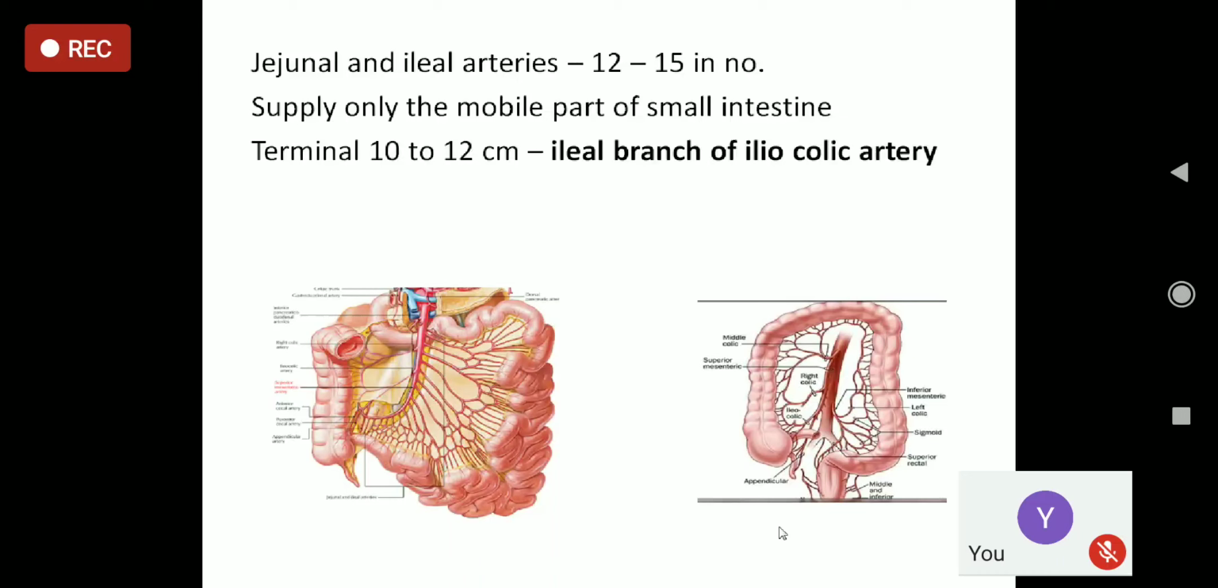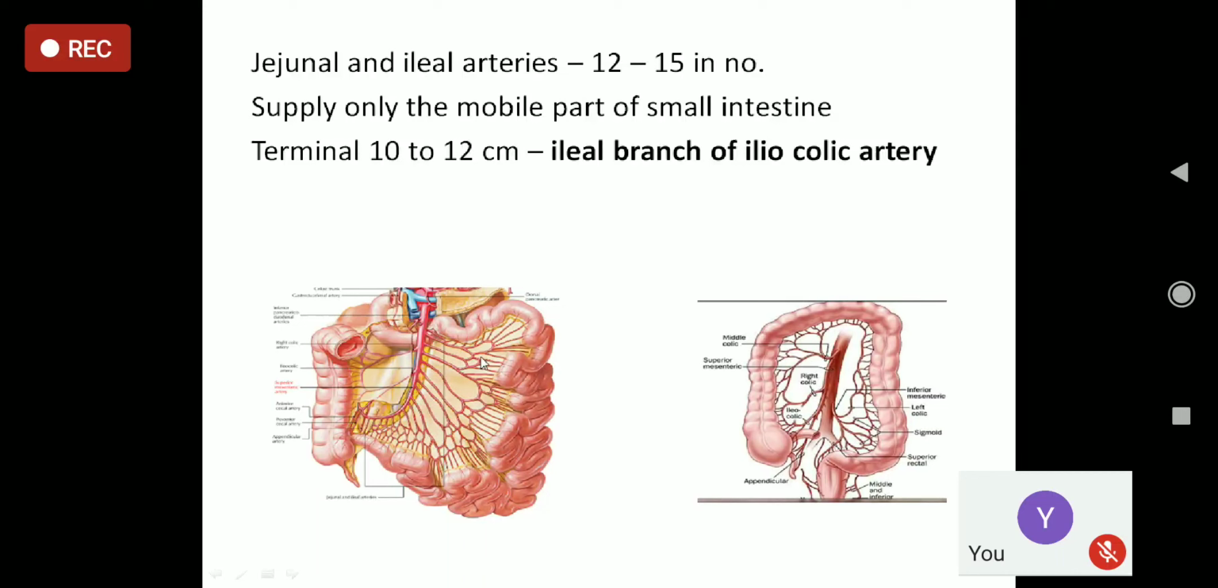Okay. So this figure is very important. All of you keep in mind. See how the jejunal and the ileal arteries are around 12 to 15 in number. So there are 12 to 15 jejunal as well as ileal arteries. Both the arteries arise from the superior mesenteric artery here, and they divide and form the arterial arcades.